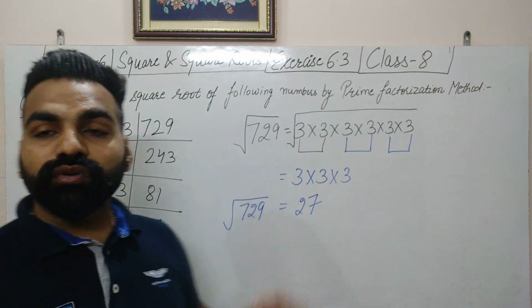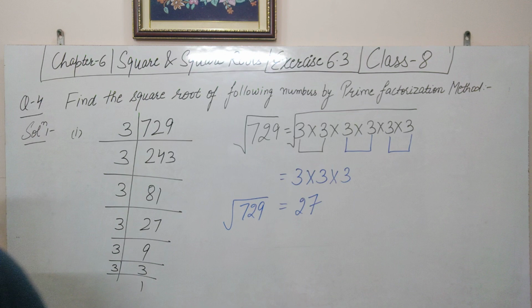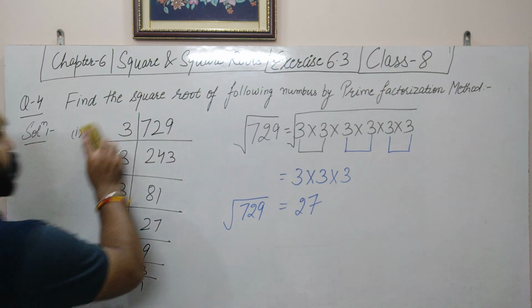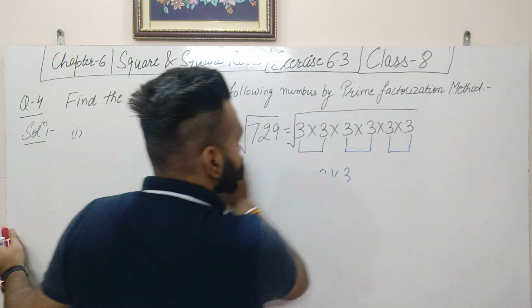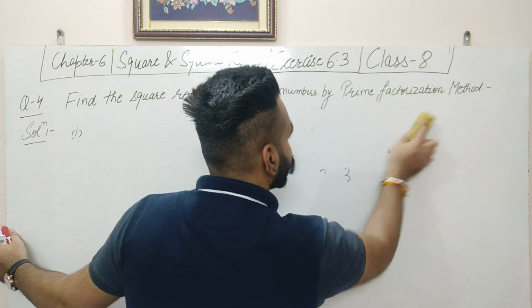Now we will move to the second part. The second part is 400. So now we will calculate the square root of 400.